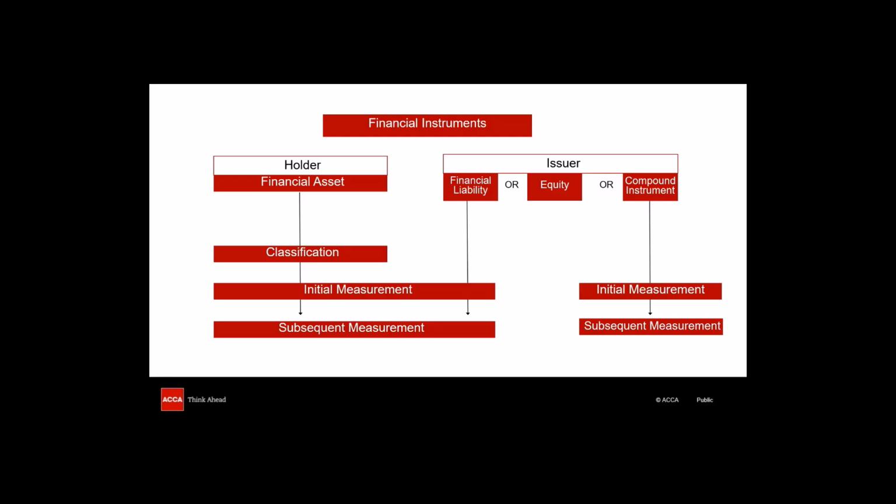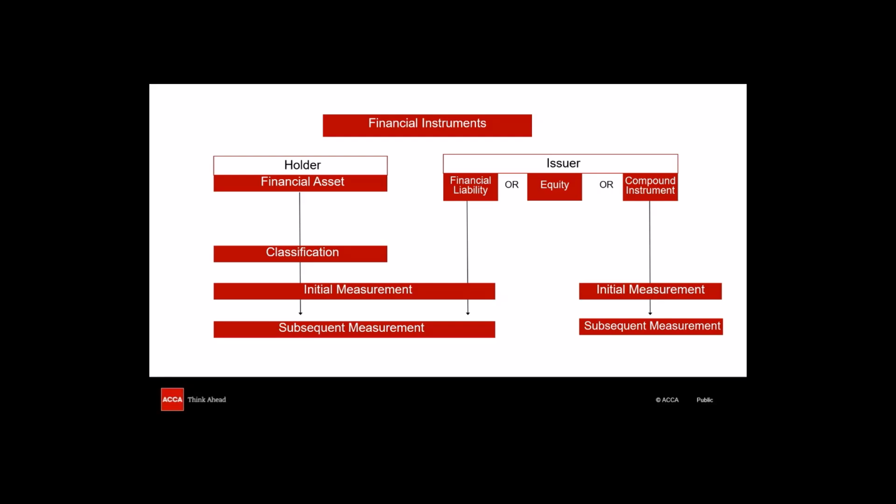Financial assets by definition are either cash or a contractual right to receive cash or another financial asset, or it can be an equity instrument of another entity. Whereas when we talk about financial liability, it is a contractual obligation to deliver cash or another financial asset by the entity. When we talk about equity instruments, these are contracts that carry a residual interest in the assets of an entity after deducting all of its liabilities.